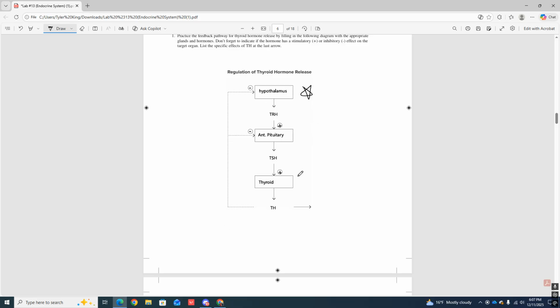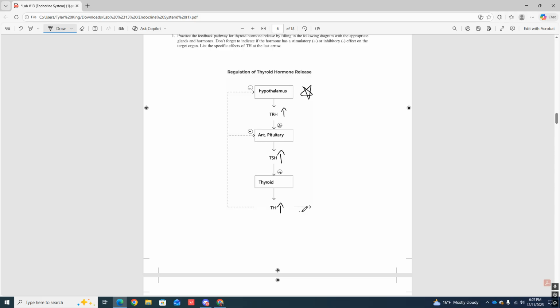So what's going to happen? The hypothalamus gets word that TH levels need to come up. So it's going to release TRH, and these levels are going to go up. Because of that, it's going to stimulate the anterior pituitary via the plus here to produce more TSH. So this is going up. Because that's going up, we have the plus here because it's stimulating the thyroid to produce more TH. So this goes up.